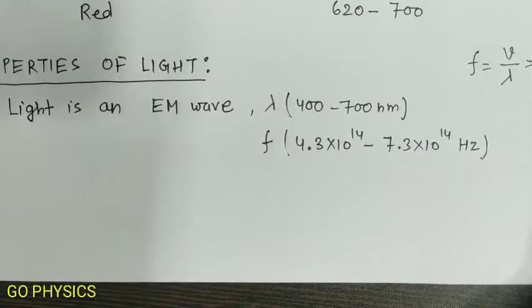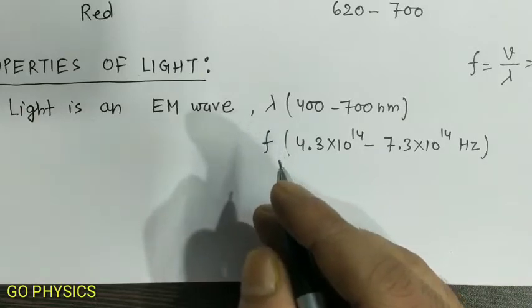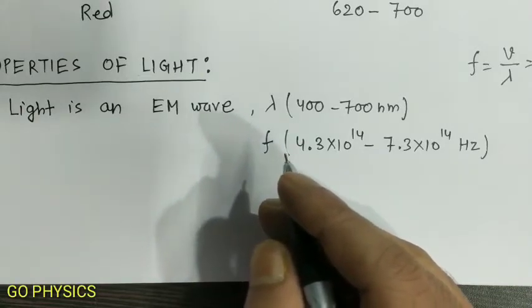And we know that any electromagnetic wave consists of electric field and magnetic field.